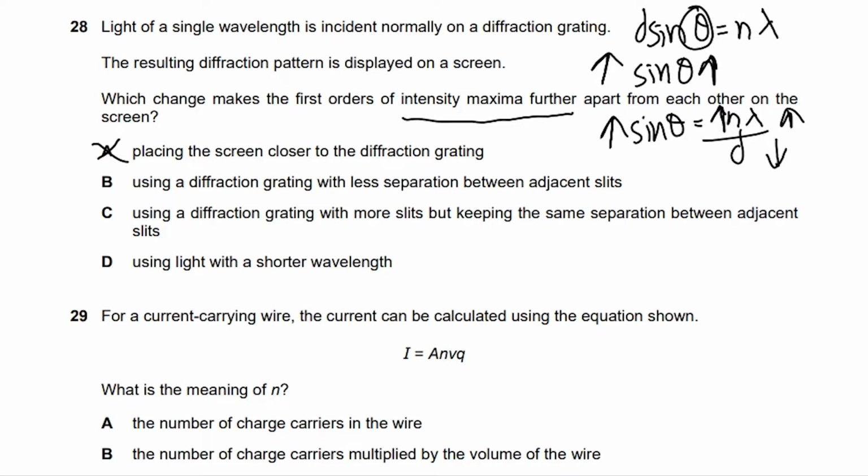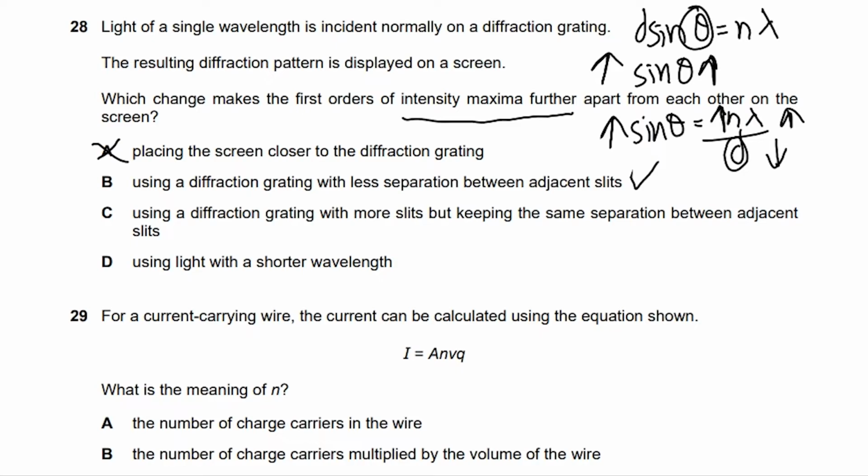B. Using a diffraction grating with less separation between adjacent slits. Yes, B seems to be the correct answer, but let's check other options as well. Because if the diffraction grating has less separation between adjacent slits, this means that d is small. So if d is small, sine theta will be greater, and consequently theta will be greater, and the first orders of intensity maximum will be further apart.